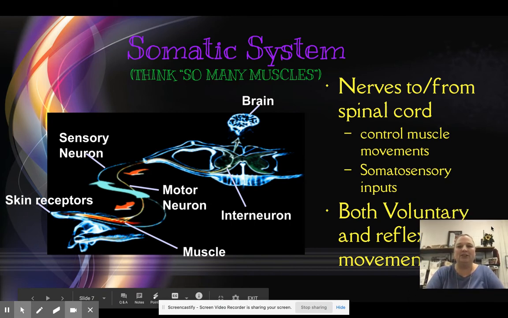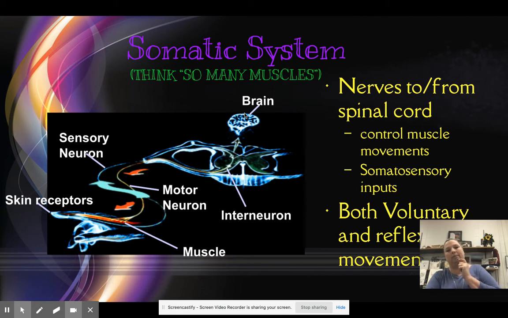Okay, so you'll see a diagram of what we talked about right over here. For example, you've got your skin receptors touching whatever it is, and then your muscle, your motor neurons, your sensory neurons going all the way up to the brain and the CNS, central nervous system.